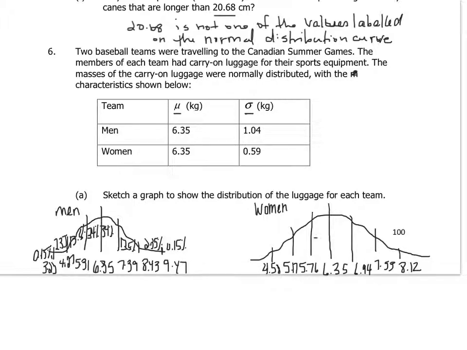So again, you would have 34%, 34%, 13.5%, 2.35%, and 0.15%, and 13.5 on this side, and then 2.35 on this, and then 0.15 on the last.